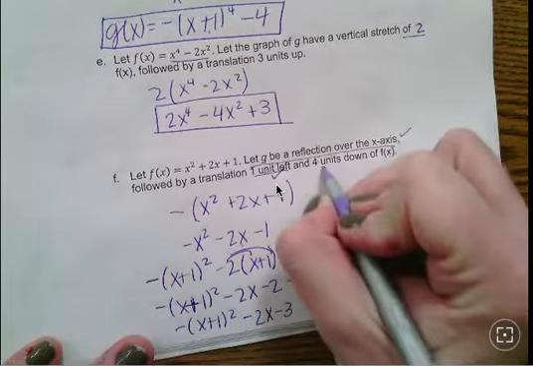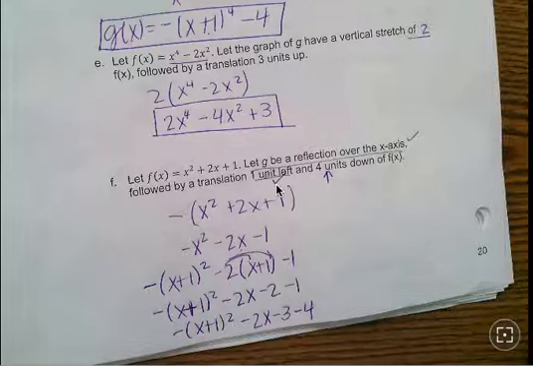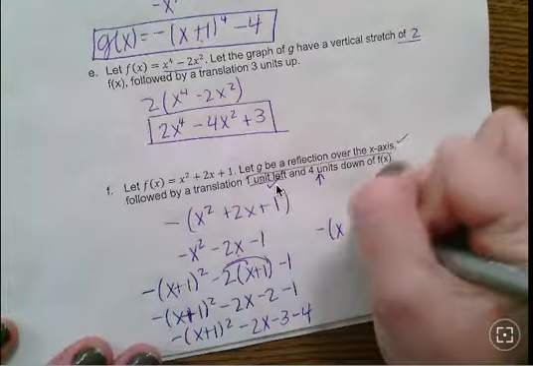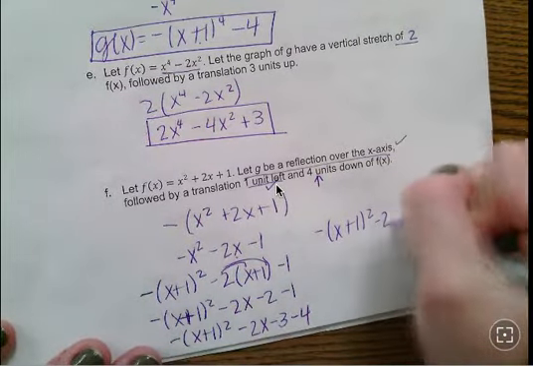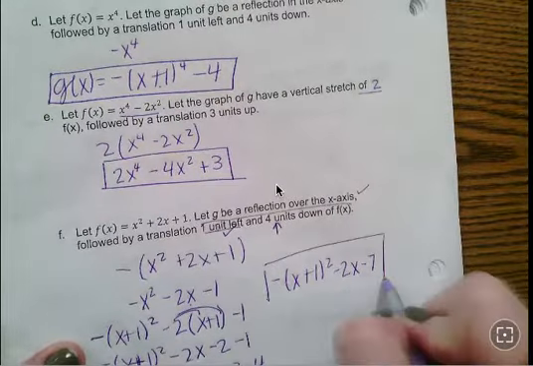And then the easy part, we got to go 4 units down. So that means we just got to subtract 4 more, okay? So then if we finish cleaning this up, you end up with a negative quantity x plus 1 squared minus 2x minus 7. And that's where you can stop.